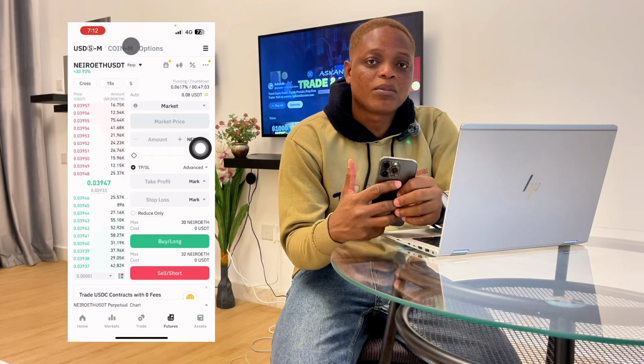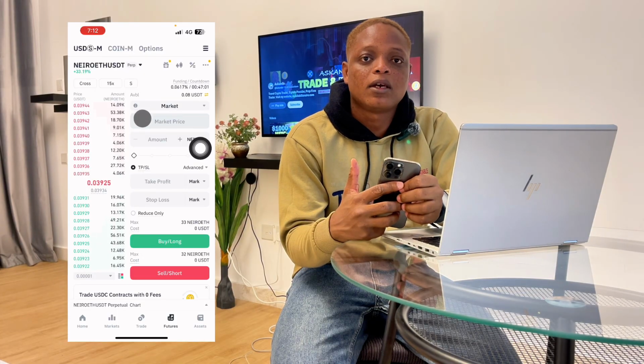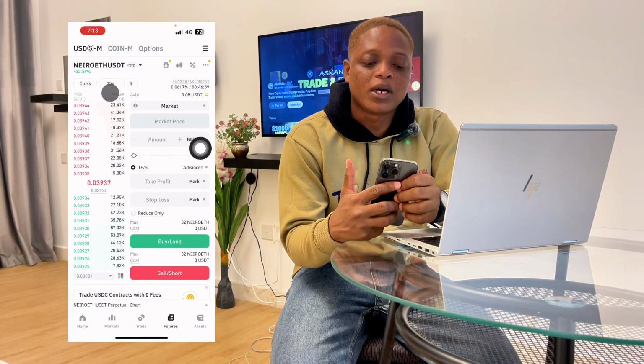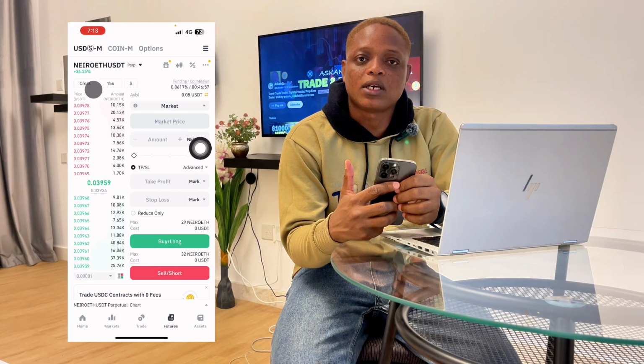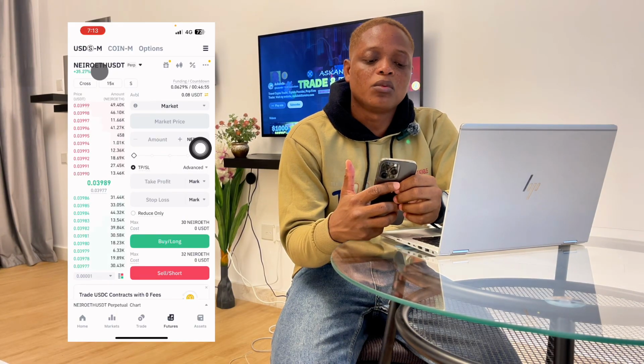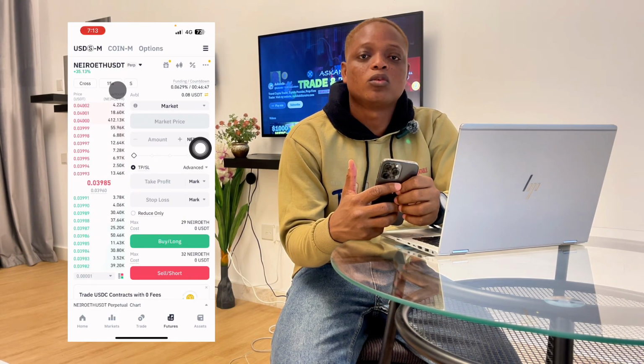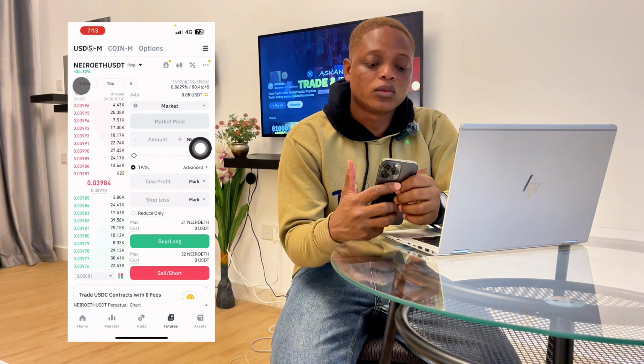Coin-M futures is about the coin that you are selecting and using it as a base currency. But in this case, we are using USDT as a base currency. Then we have the token that we are trading. The token that we are trading is NERO USDT, right? I'm going to select a token and I'll teach you how to also select your own token.